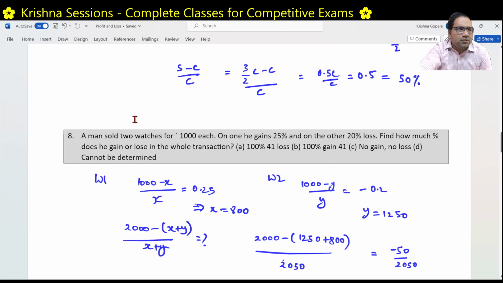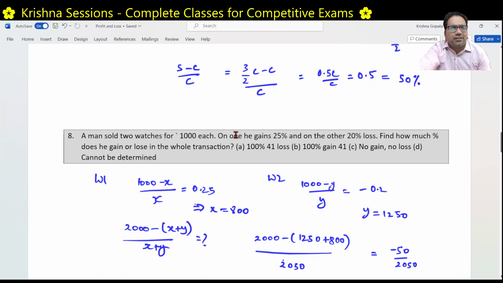Let us assume the cost price of the first one is X, cost price of the second one is Y. What is he saying? On the first, he gained 25%. That means selling price minus cost price by cost price is equal to 0.25. 1,000 minus X by X, X is cost price. 1,000 minus X by X is equal to 0.25. That means X is equal to 800. This is very good. He bought the first one for 800 and sold it for 1,000, which means he gained 25%.